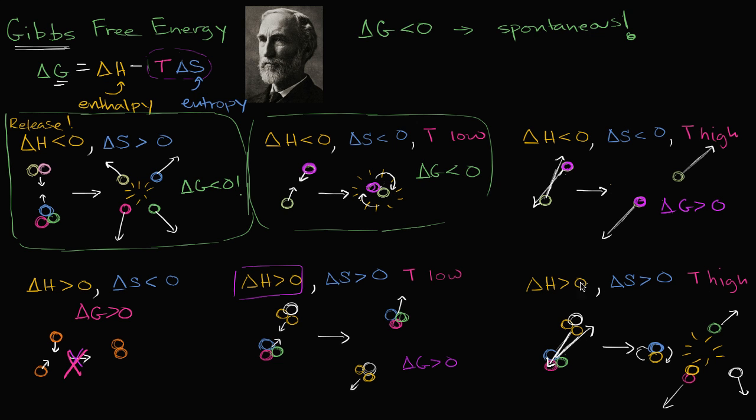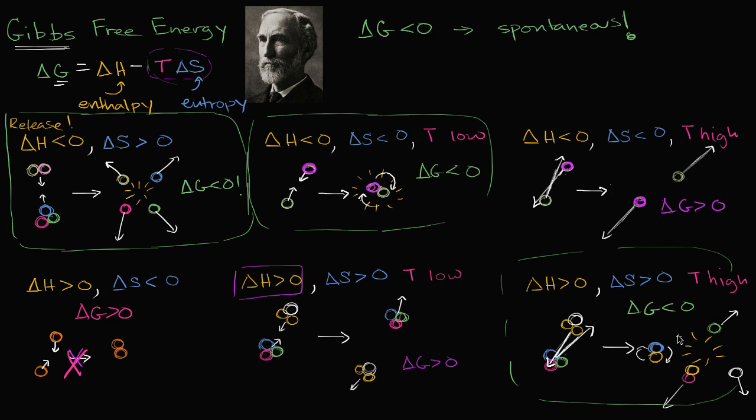And once again, you look at these variables here. Even if delta H is greater than 0, even if this is positive, if delta S is greater than 0 and T is high, this thing is going to become, especially with the negative sign here, this is going to overwhelm the enthalpy and the change in enthalpy and make the whole expression negative. So over here, delta G is going to be less than 0, and this is going to be spontaneous.